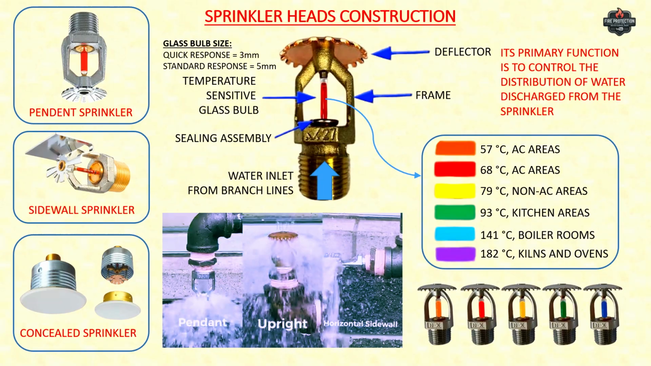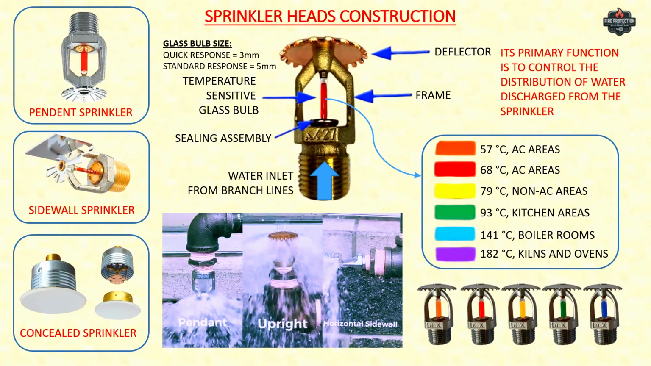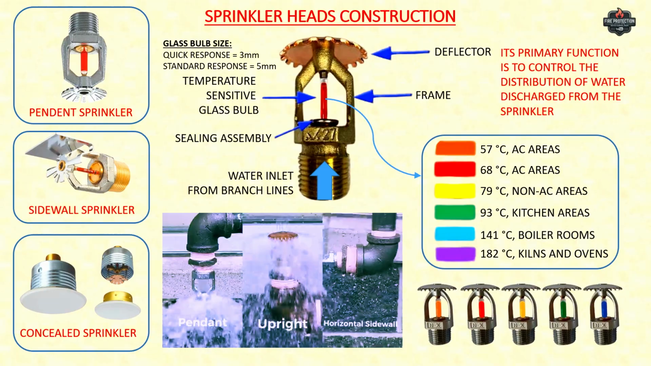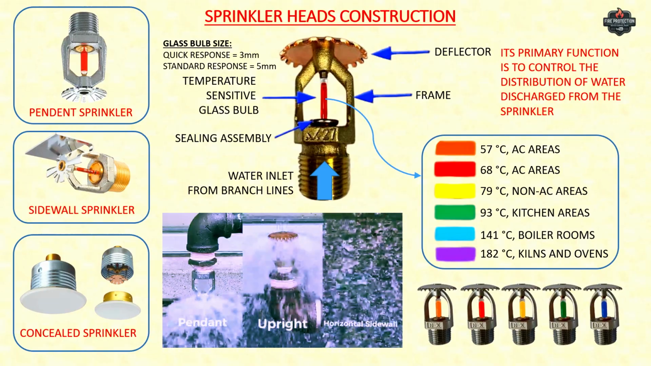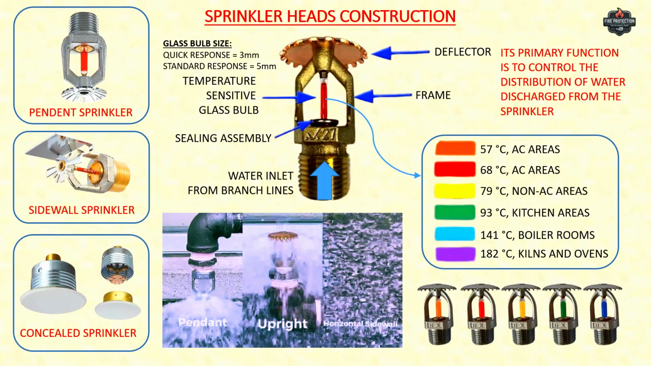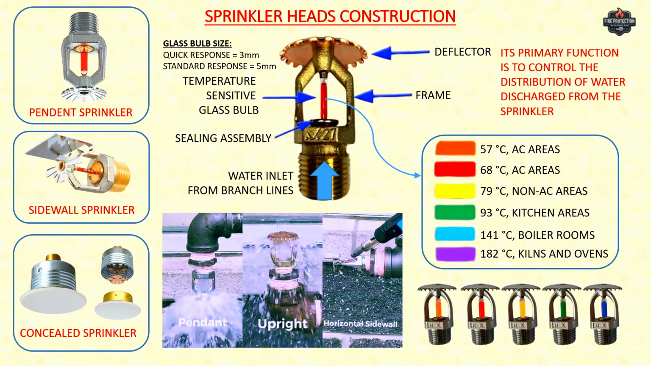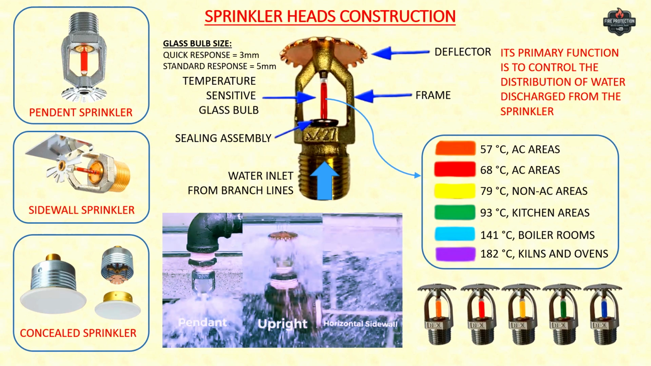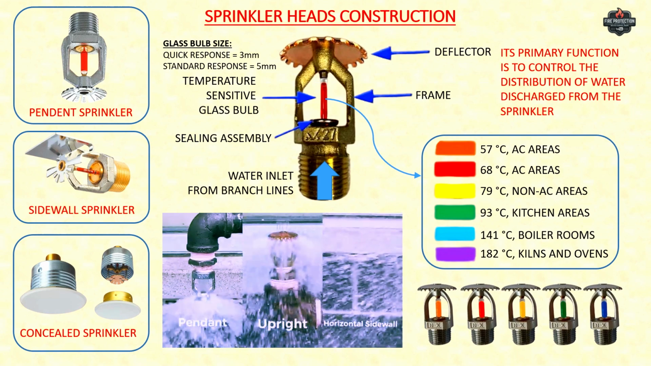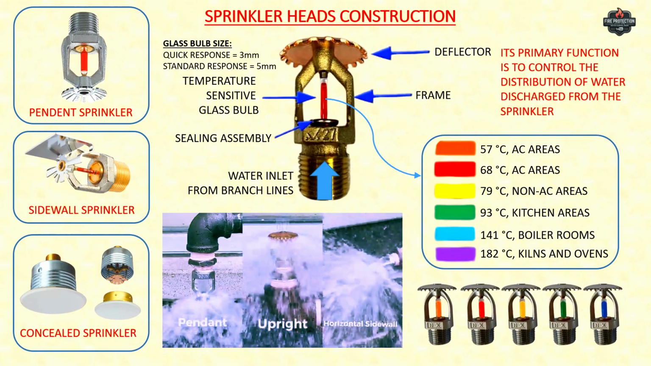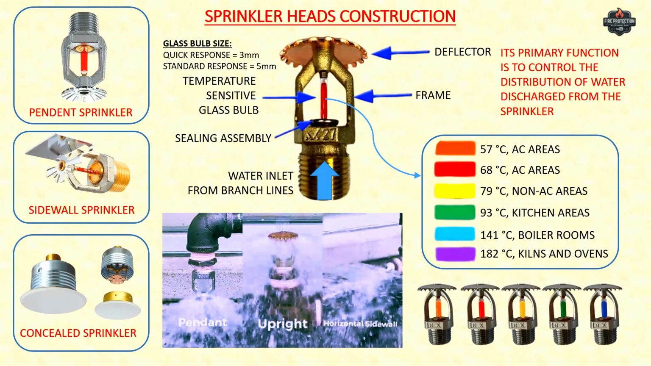Green color with a temperature rating of 93 degrees Celsius is used in kitchen areas, like some hotter areas. And then we have blue color with a temperature rating of 141 degrees Celsius, used in high temperature environments like boiler rooms, foundries and metal working facilities. Then we have mauve color with a temperature rating of 182 degrees Celsius, used in extremely high temperature areas such as industrial furnaces or industrial ovens.